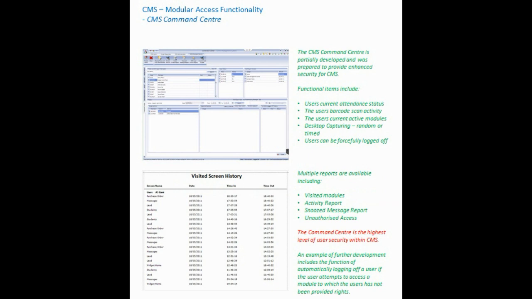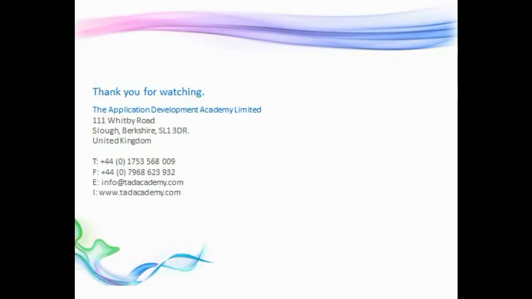The CMS Command Center is partially developed and was prepared to provide enhanced security for CMS. Functional items include the user's current attendance status, the user's barcode scan activity, the user's current active modules, desktop capturing, random or timed, and users can be forcefully logged off. Multiple reports are available, including visited modules, activity reports, snooze message reports, and unauthorized access. The Command Center is the highest level of user security within CMS.